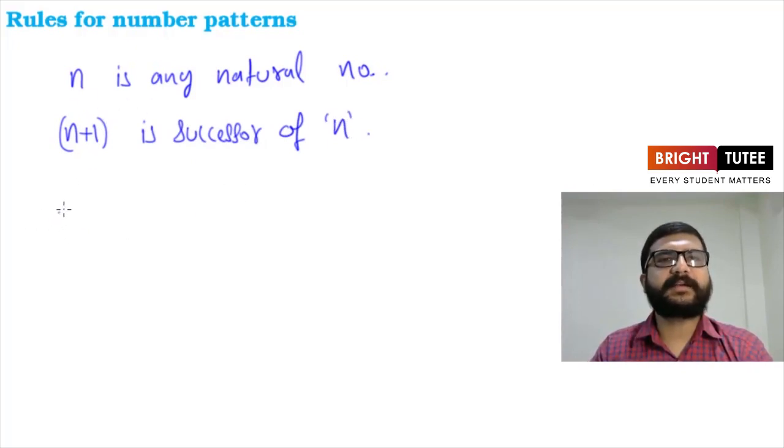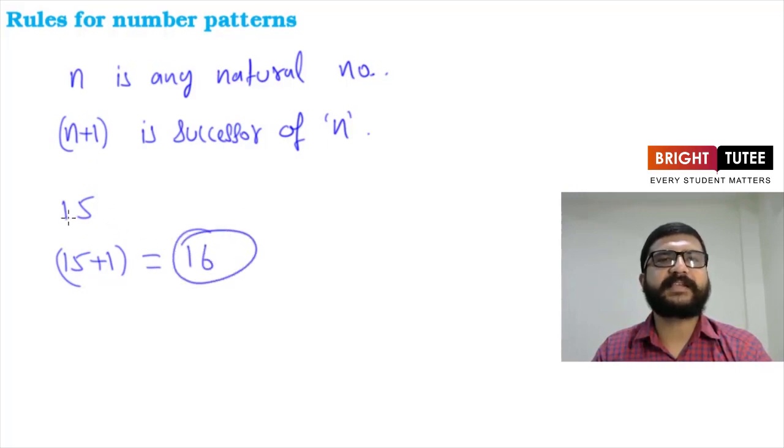Suppose we are having any natural number, let's say we are having 15. So 15 is the natural number. What will be its successor? Now according to this rule, it should be 15 plus 1, and we know 15 plus 1 is 16, and we know 16 is the successor of this natural number 15.